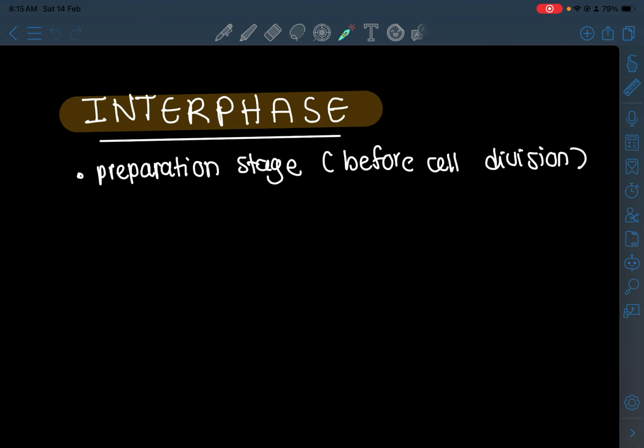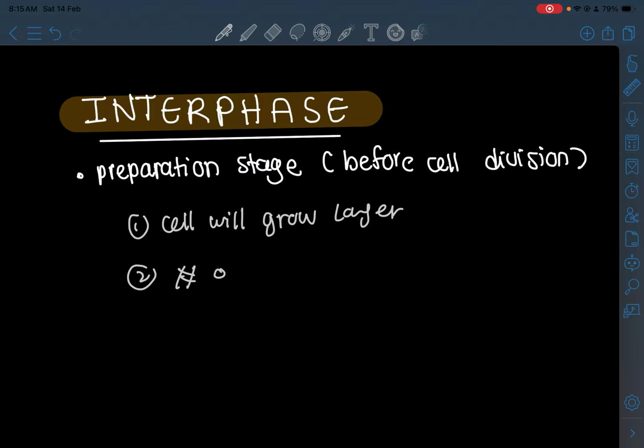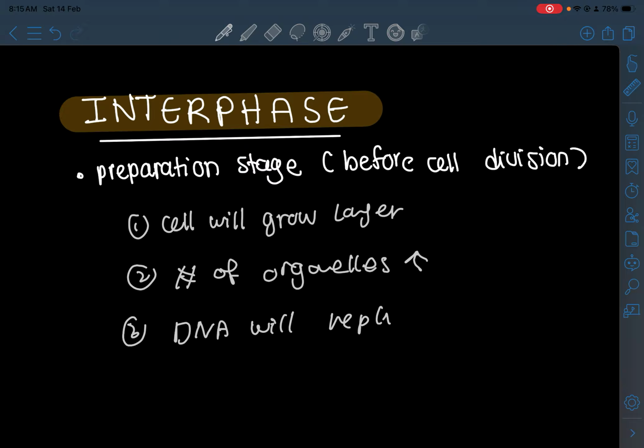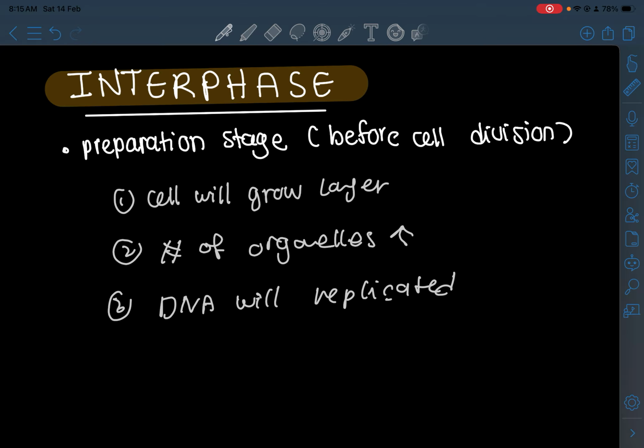So, in more specific terms, what we're looking at during this phase is that the cell will grow larger in size. Second is that the numbers of organelles increase. And third is that we will see that during this interphase, the DNA will be replicated. So let's see each phase one by one. There are three important phases known as G1, S, and G2.